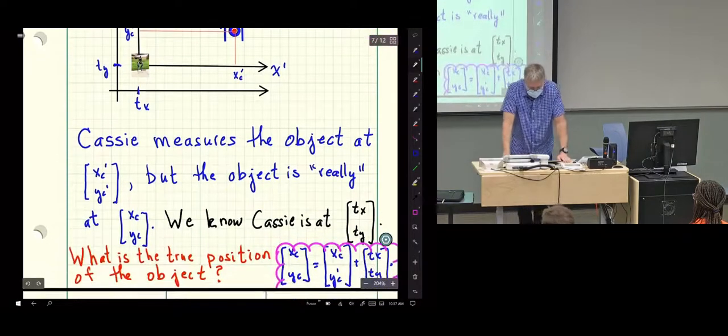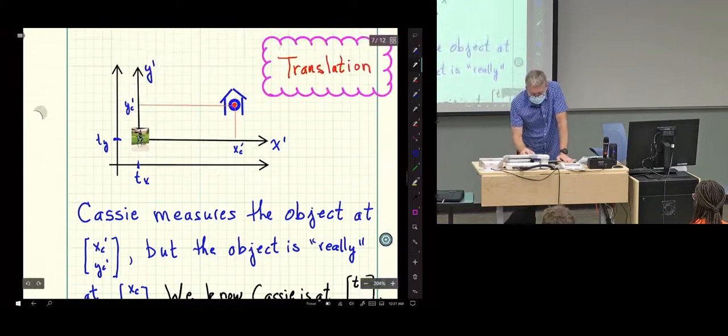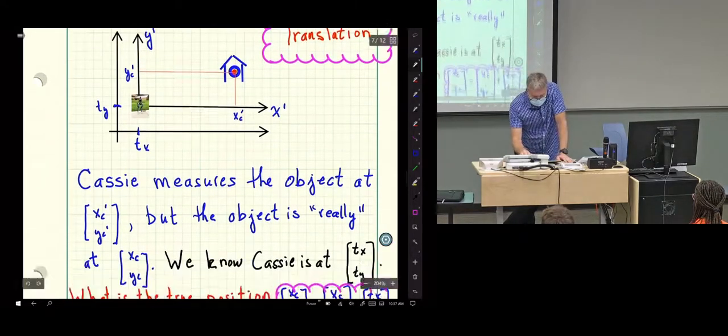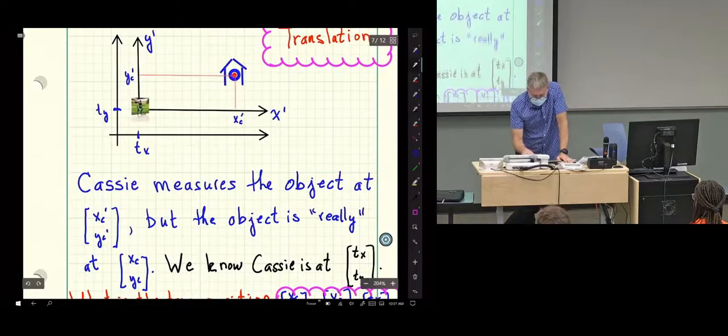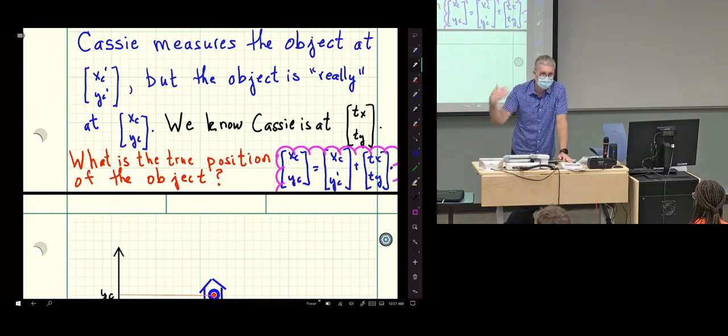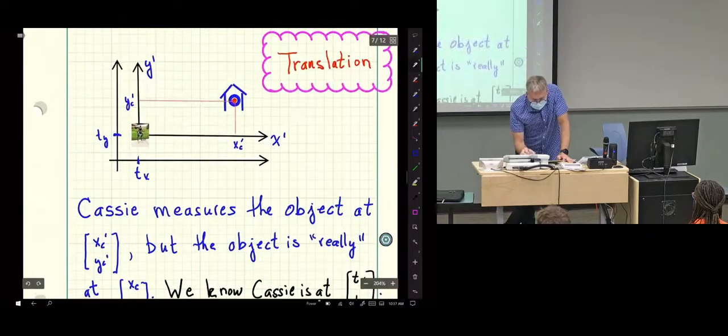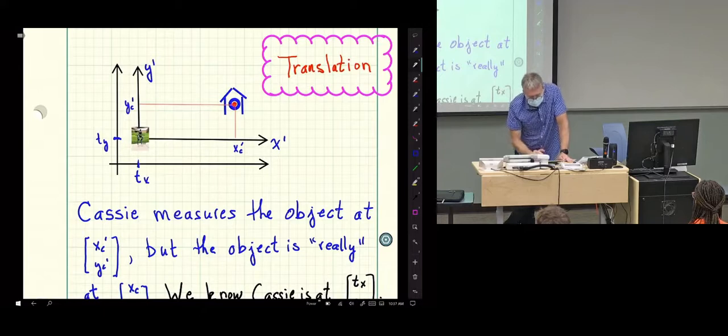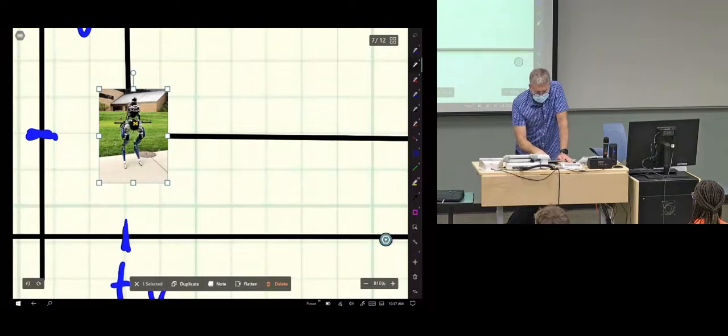So this is pretty easy. Cassie measures the object as being at X prime, Y prime. Cassie is at TX, TY, and so we can calculate the true position of the object in the coordinate system by just translating by where Cassie is. So translation, I think everybody can kind of get. You take one vector, you offset it by another, and why am I beating on this? It's such an obvious thing, perhaps, but that's what's going on. So we have to transform the measurements taken by the LiDAR sensor. So there's Cassie with her LiDAR sitting on top of her head.